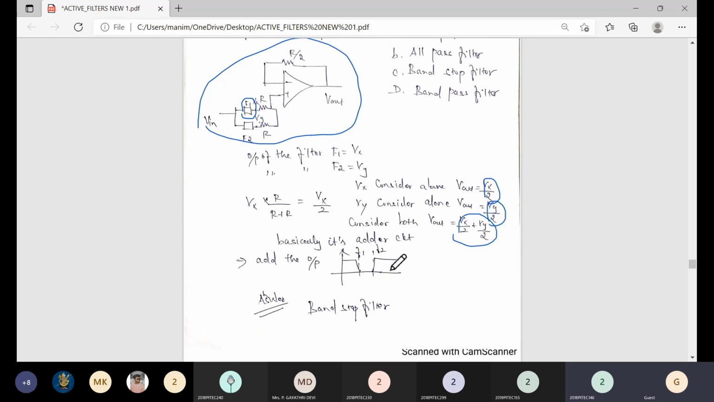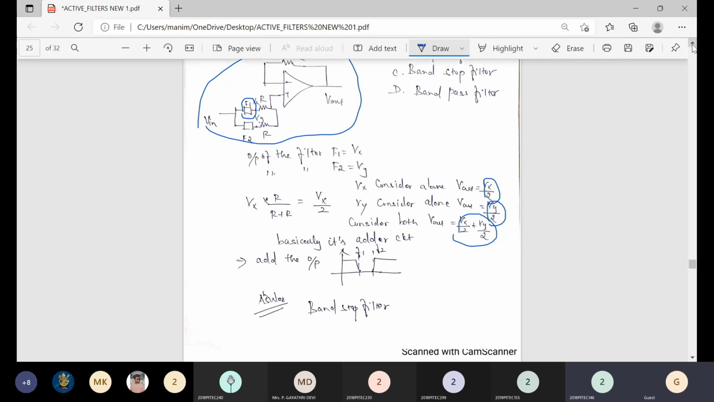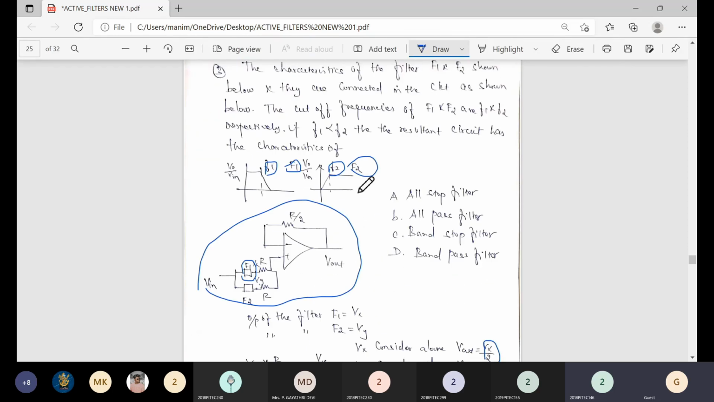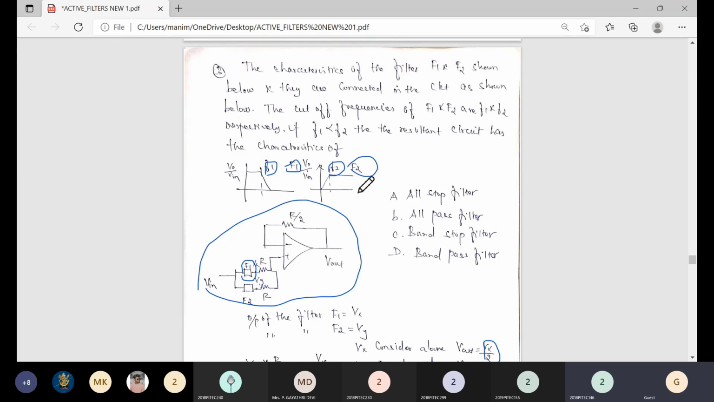From the frequency response we identify this is the band stop filter. So when they give a circuit and a frequency response, first we should identify whether the given circuit acts as an adder circuit or a subtractor circuit. Here it is an adder circuit, so we just add the frequency responses of these two characteristics. So this filter is the band stop filter, and option C is the correct option.